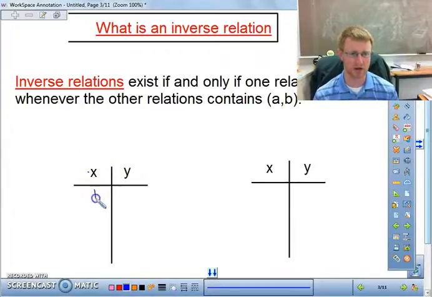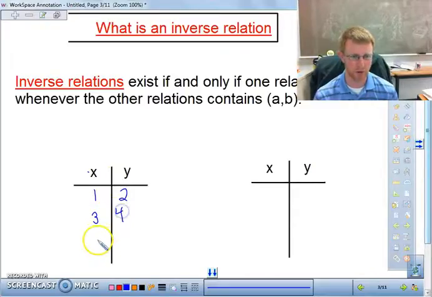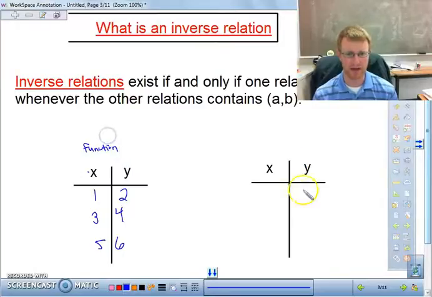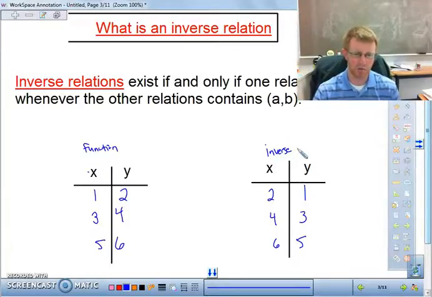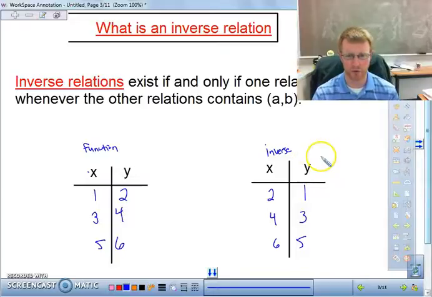So if we have a relation here, and let's say we have these points (1, 2), (3, 4), and (5, 6), and this is the original function, then our inverse is just going to reverse our x's and our y's: (2, 1), (4, 3), and (6, 5). So this would be the inverse relation to what we have over on the left. Okay, real simple. We talk about switching x and y for inverse functions all the time, and this is just an example of how you would do that.